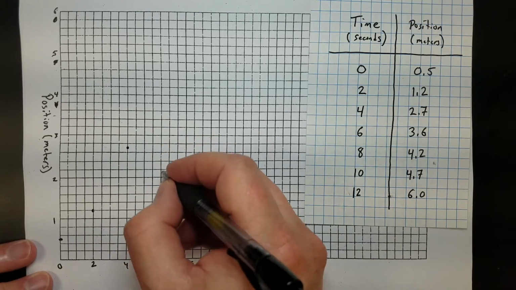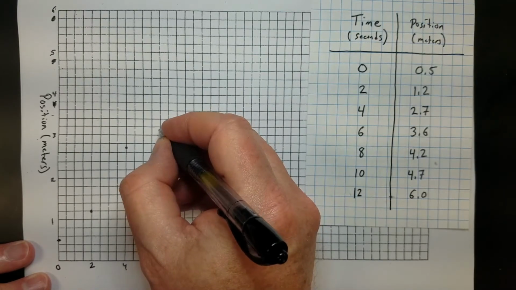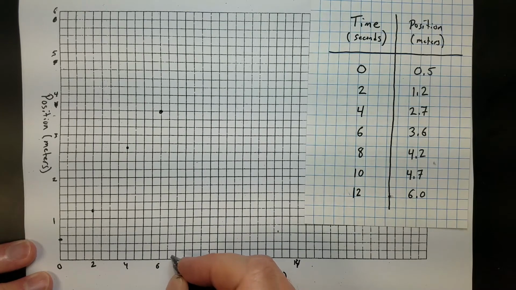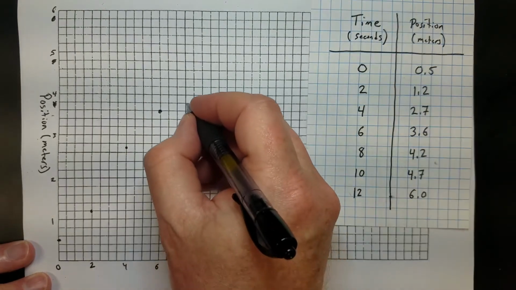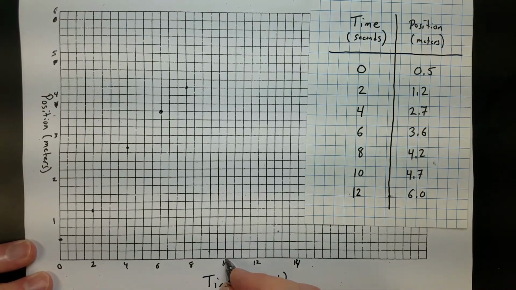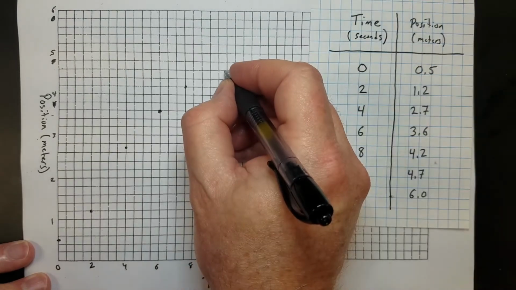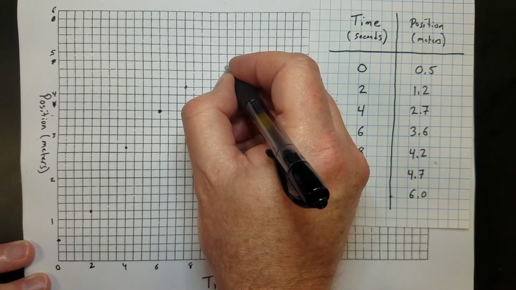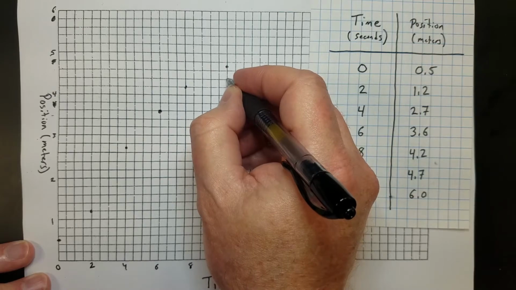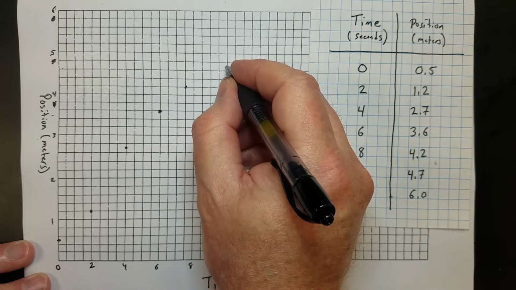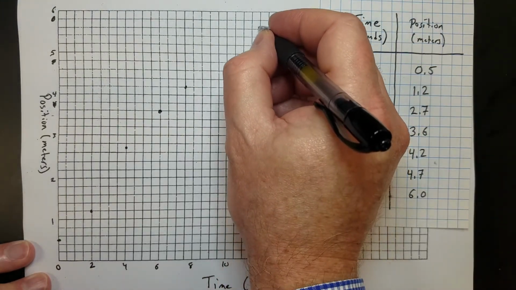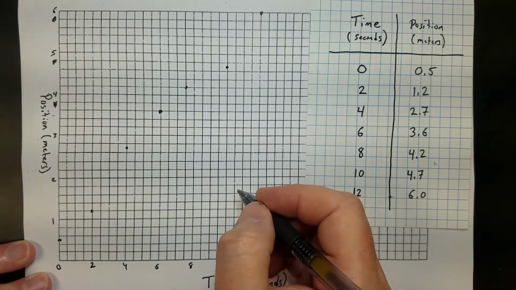So there's 3, 3.2, 3.4, 3.6, at 8, 4.2, at 8 we're there, at 10, 4.7, would be there, 4, 4.2, 4.4, 4.6, 4.7. Okay. And at 12, we're at 6. Okay.